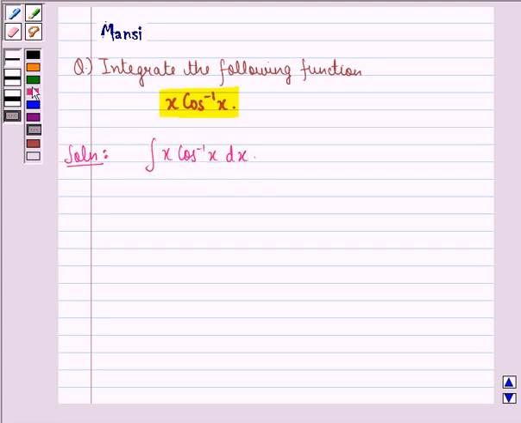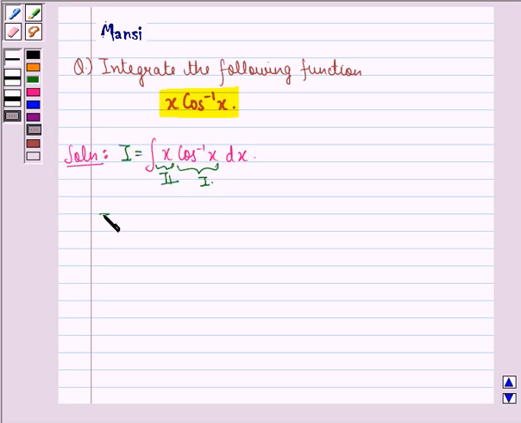First of all we determine which is the first function and which is the second function. Since cos inverse x is an inverse function, as per the ILATE rule, an inverse function is given preference over an algebraic function. So this will be the first function, and this will be the second function.